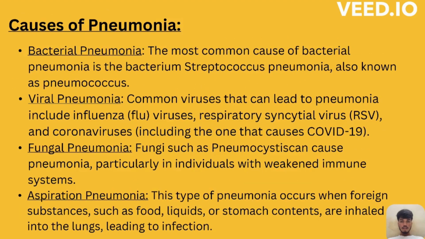The causes of pneumonia: bacterial pneumonia, viral pneumonia, fungal pneumonia, aspiration pneumonia. Let us say bacterial pneumonia. The most common cause of bacterial pneumonia is the bacterium Streptococcus pneumoniae, also known as pneumococcus. Viral pneumonia. Common viruses that can lead to pneumonia include influenza viruses, respiratory syncytial viruses, and coronaviruses. Fungal pneumonia. Fungi such as Pneumocystis cause pneumonia, particularly in individuals with weakened immune systems.